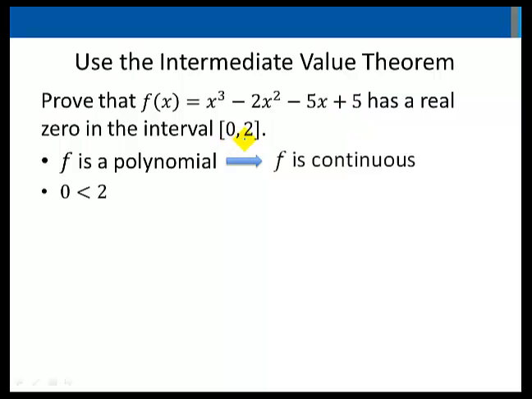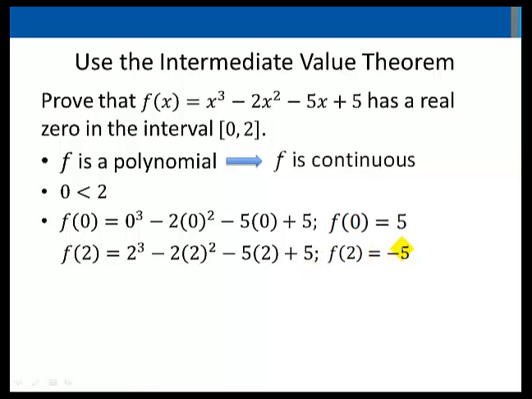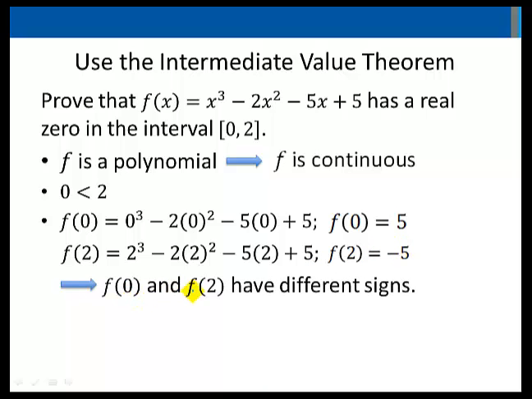Next, we see that 0 is less than 2, so our a equals 0 is less than b equals 2. Next, we need to show that f of 0 and f of 2 are of different signs. So we will find f of 0, which is equal to 0 cubed minus 2 times 0 squared minus 5 times 0 plus 5. So f of 0 is equal to positive 5. F of 2 equals 2 cubed minus 2 times 2 squared minus 5 times 2 plus 5. And f of 2 is equal to negative 5. So f of 0 and f of 2 do have different signs.